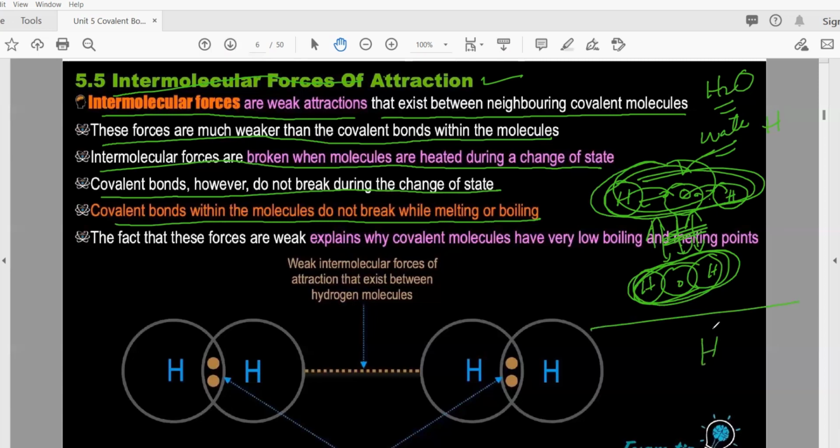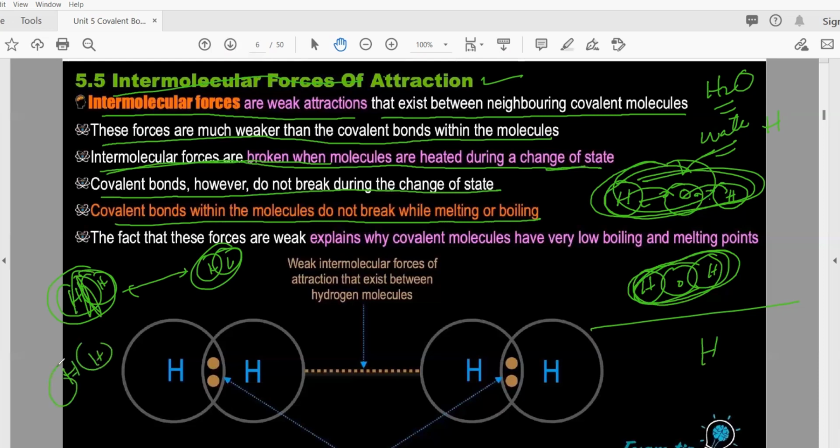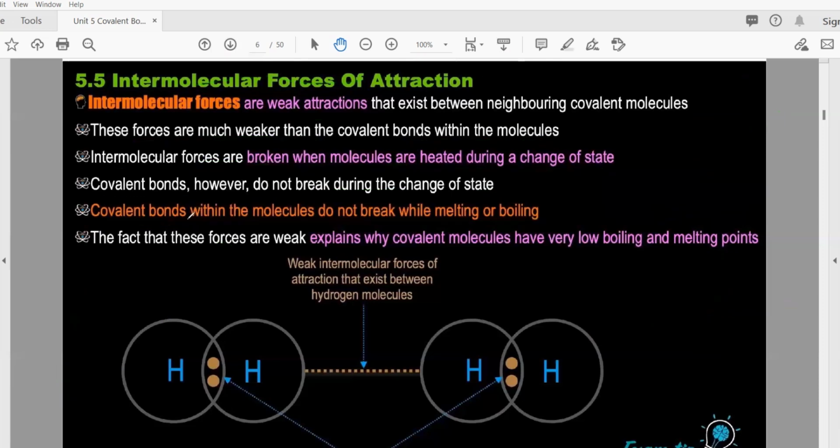So when you heat them, what will happen? They will go away from each other. Understand? In the same way, this is a molecule, and the hydrogen and oxygen in it have bonding. But this hydrogen and that hydrogen of another molecule do not have bonding, they just attract each other. So intermolecular forces are broken when molecules are heated during change of state. But covalent bonding will not break, this hydrogen will not go away from this oxygen. No. Only the two molecules will lose their force of attraction. So this is known as intermolecular force of attraction.